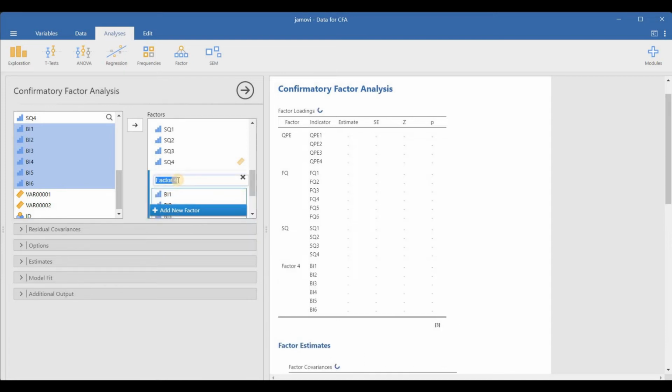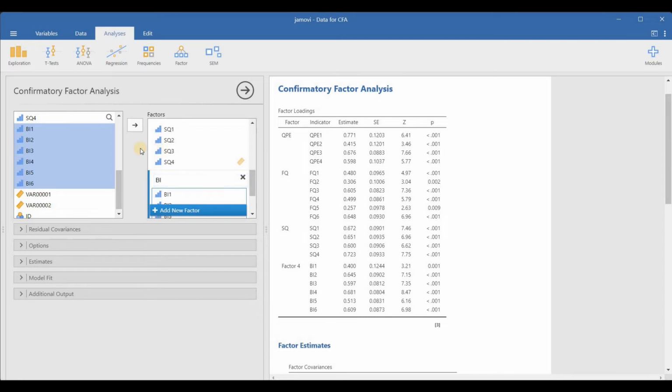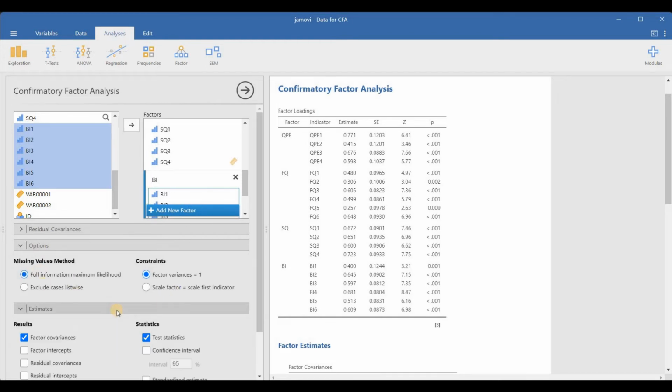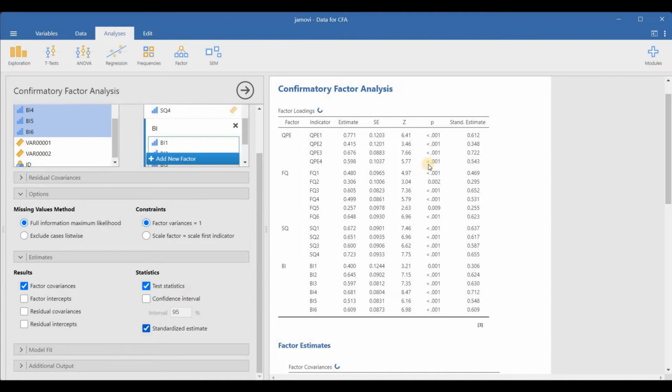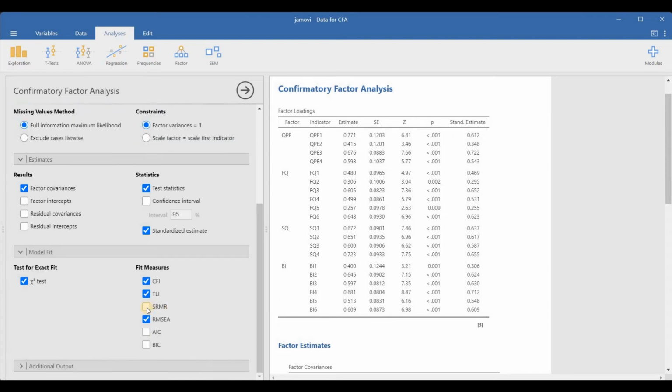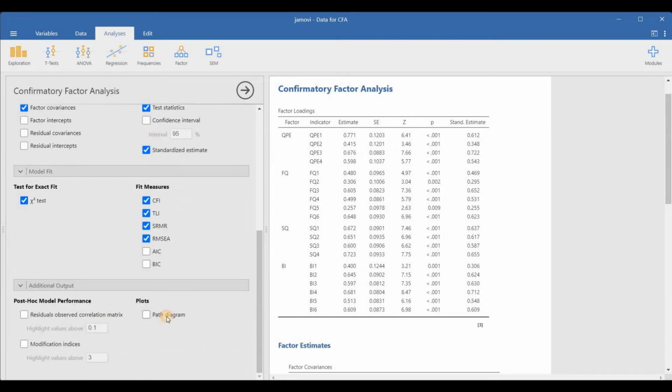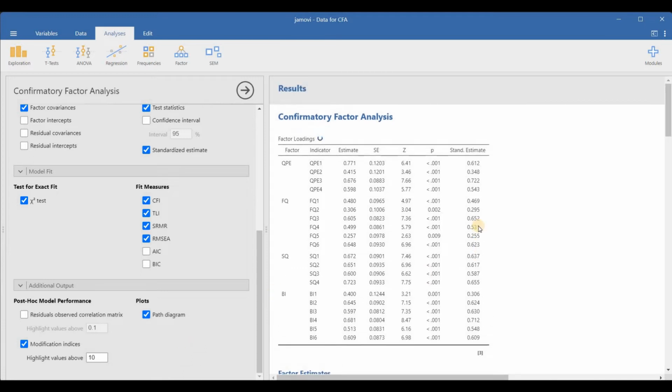So now our 4 factors have emerged, and residual covariance we are not interested in. Options, okay, these 2 options are good, and under estimation, standardized estimate should be selected, because from the standardized estimate we will compute the CR and the AVE. And for model fit, SRMR is good, chi-square is tested, CFI and TLI are good. These items should be selected if you want to check whether the model is fitting the data or not. And for additional output, path diagram, and then modification indices, these should be 10. So these are some of the details which we have selected.